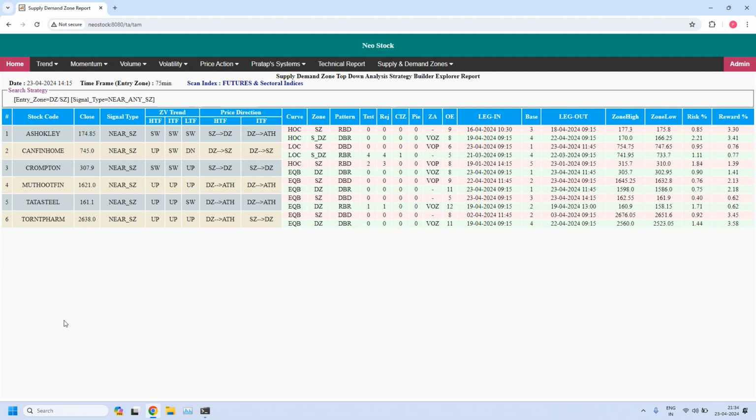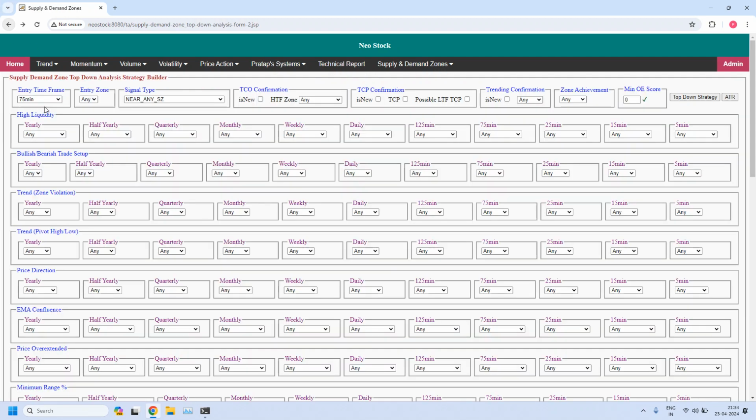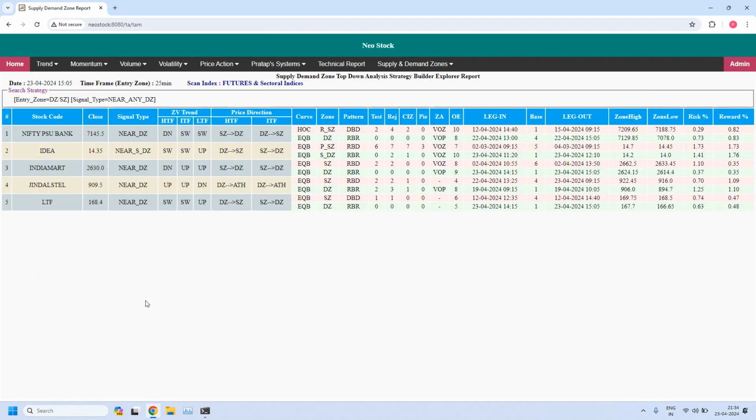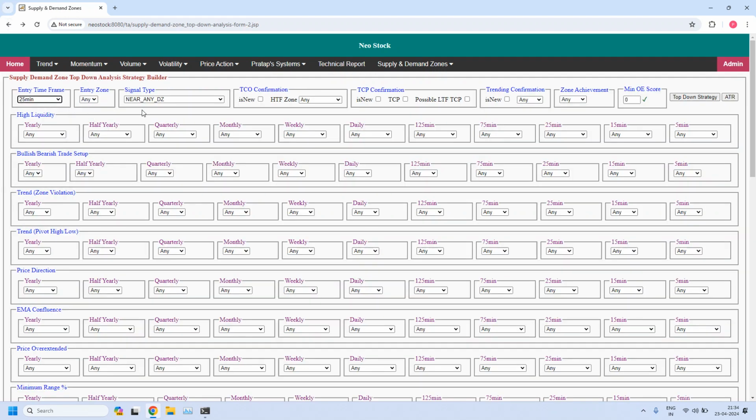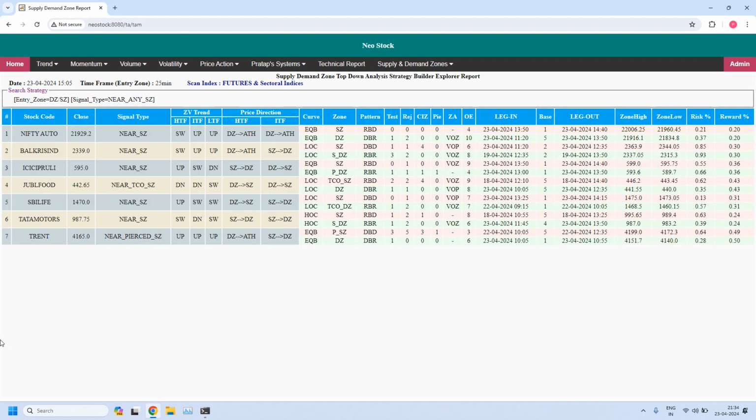Okay, this is about high liquidity zones. Now let's go back, changing the time frame to 25 minutes. Let us find the stocks near the 25 minutes demand zone. These 5 stocks are filtered. Let me go back. For the 25 minutes time frame, let us find the stocks near the 25 minutes supply zone. These 7 stocks are filtered.